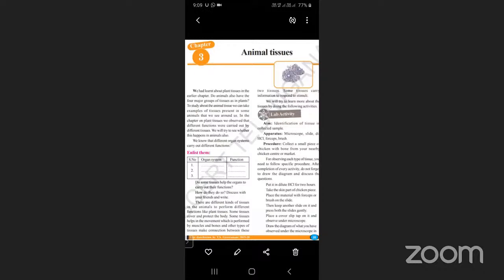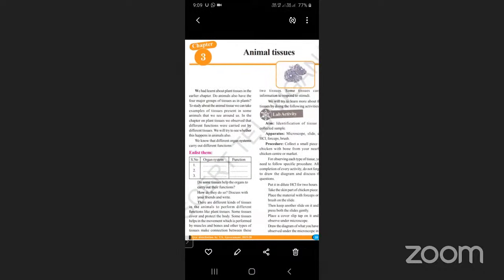Okay. In plant tissues, okay, fine. The different functions were carried out by different tissues, fine. But what about animal tissues? We will try to see whether this is happening in animals also or not. Okay, so we know that different organ systems carry out different functions.